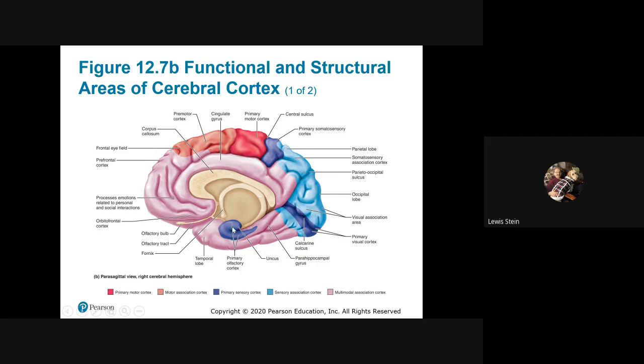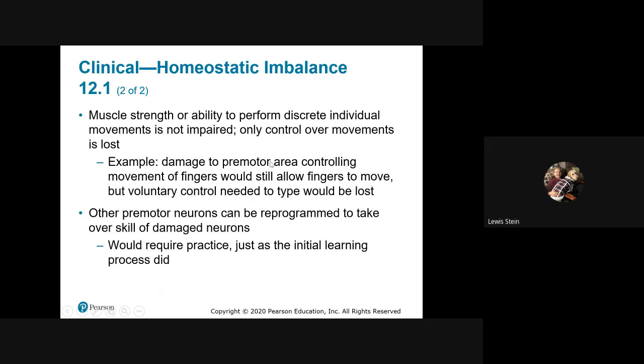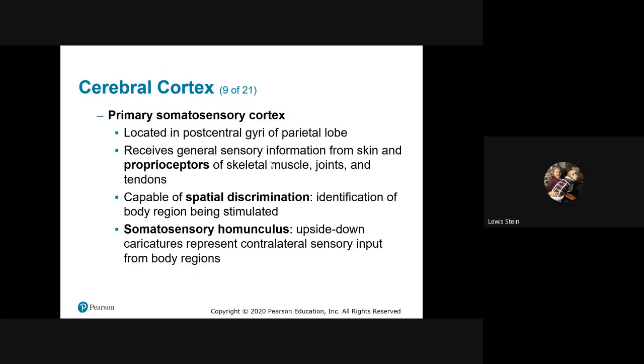Uncus plays a role in smell, for instance. So there's a lot when we get into detailed anatomy. Smell is our most primitive sense, okay, and that goes directly into the brain. And this is when they're talking about the opposite side, so you can determine where things are. Sensory, lots of different association areas are involved.